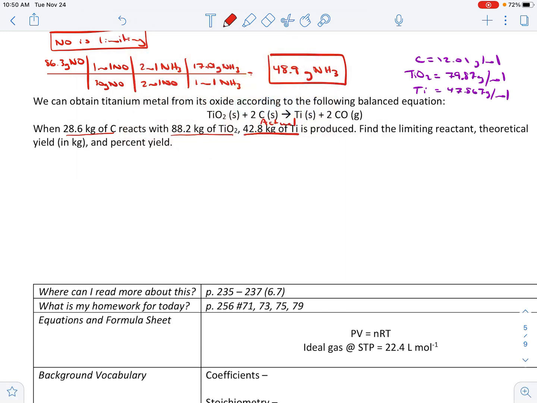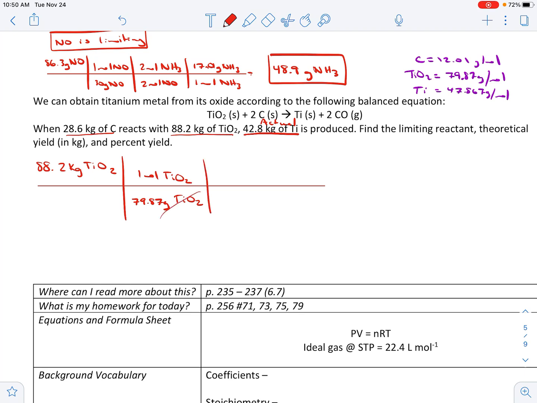Let's jump in. We could start with either of these. We could start with carbon and go to TiO2, or we could start with TiO2 and go to carbon. It really doesn't matter. So let's just for funsies start with TiO2. So we've got 88.2 kilograms of TiO2. All right. And again, we're converting that to grams of C. First step, divide by our molar mass of TiO2. So we're going to divide by 79.87. And that's grams of TiO2, 1 mole of TiO2.